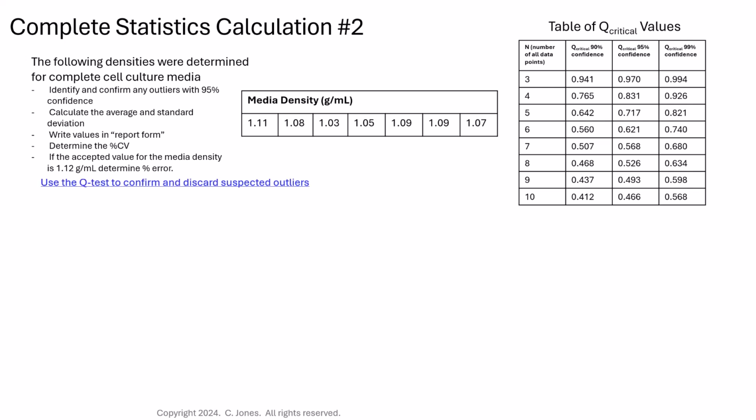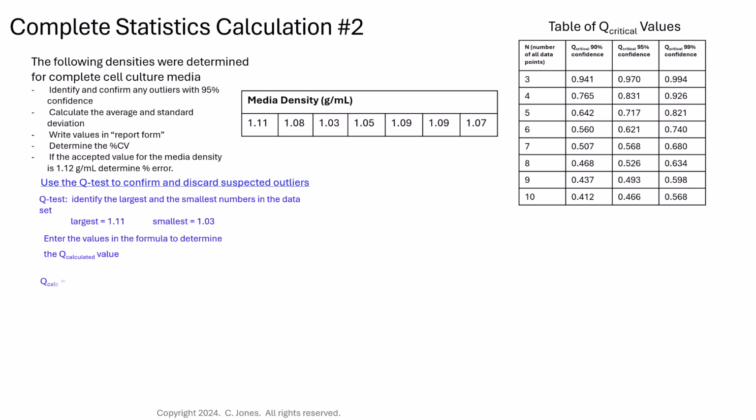So we're going to use the Q test to confirm and discard or retain any suspected outliers. So our largest value is 1.11. Our smallest is 1.03. Enter these values in the formula to determine the Q calculated. Okay, so if we do 1.11 minus 1.09, that's the nearest numerical value, divided by 1.11, largest value, minus 1.03, the smallest value, we get a ratio, a Q calculated of 0.25.